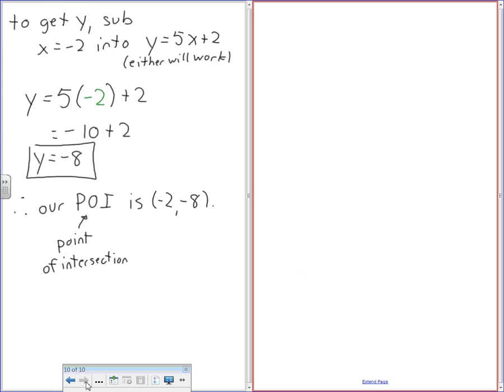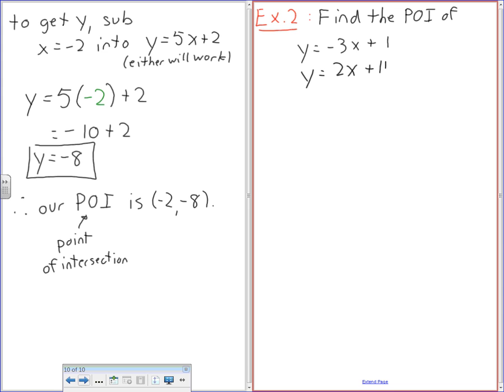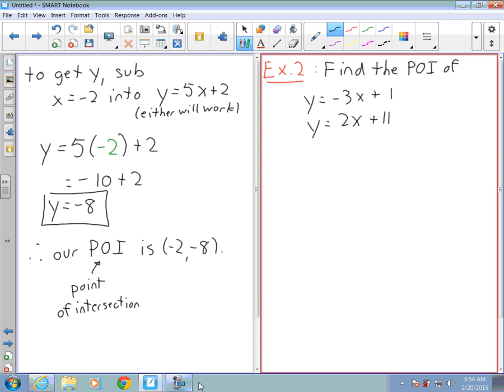I'm going to get you guys to try this one for me, and then we'll take it up in class in a minute or two. So try example 2 yourselves, then move on to another one. Example 2 says, find the POI of y equals -3x plus 1, y equals 2x plus 11. Oh boy. Take a minute and solve this one. Follow along the same steps we did for the first example, and you'll be fine.